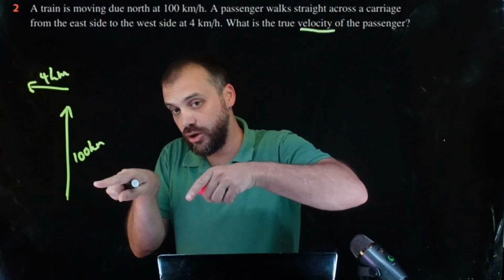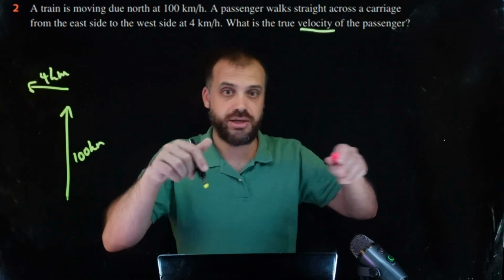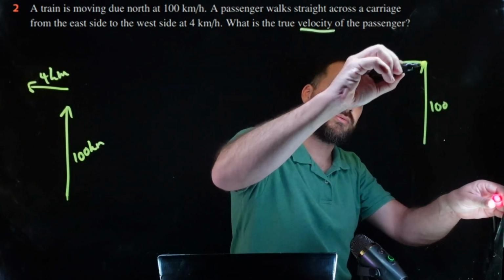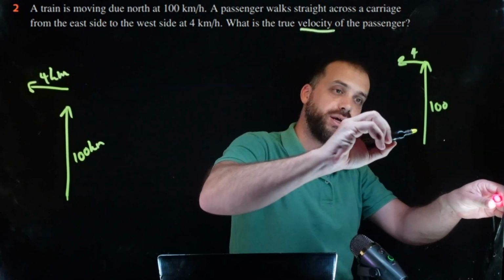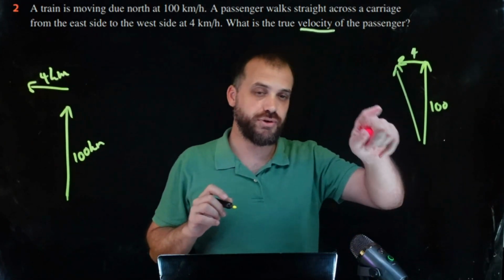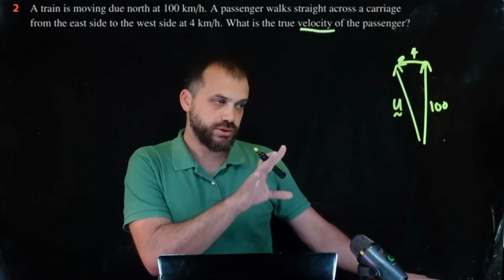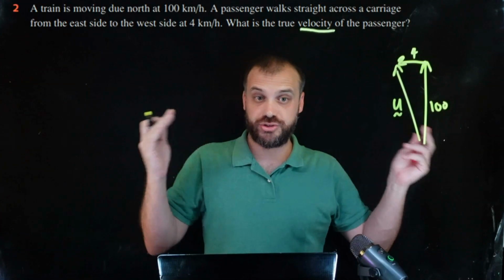We're walking across at 4 kilometers an hour. So 100 that way, 4 that way. If we can find everything out about that vector, then we're in business. So I'll approach this one just a little bit differently, just for fun.